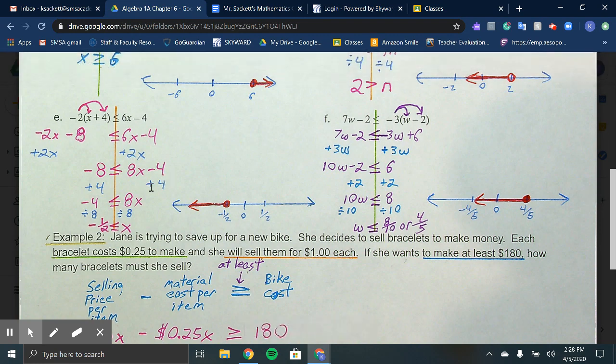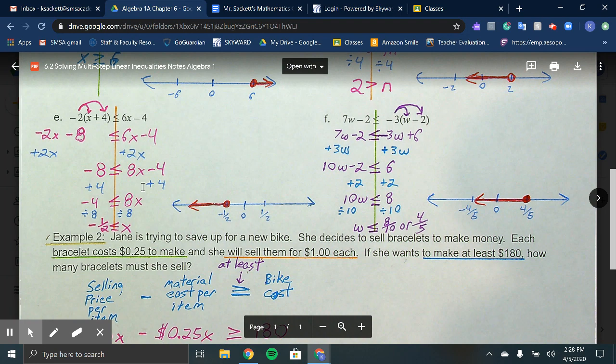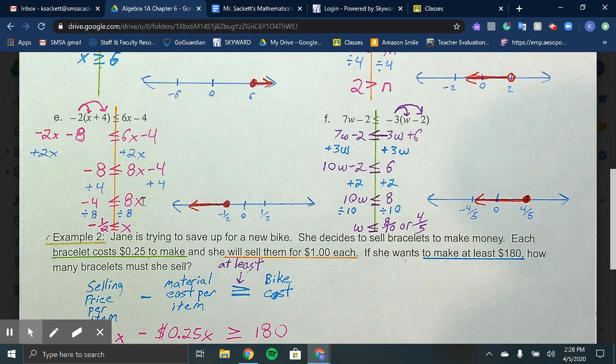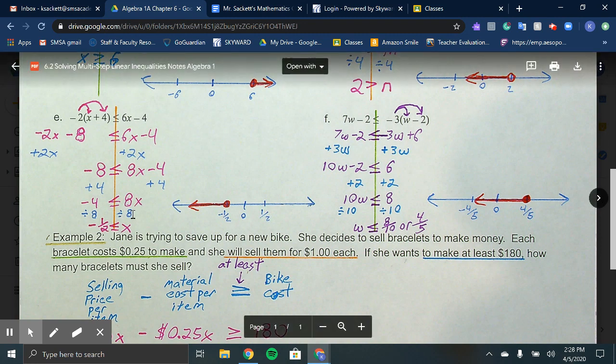The next step is to add the 4 to each side to undo subtraction. So then -8 plus 4 is -4 is less than or equal to 8x. And the last step is to divide both sides by 8. -4 divided by 8 is -1/2, which is less than or equal to x.